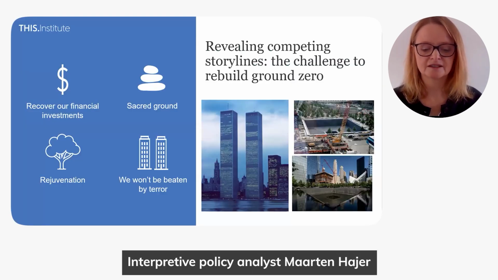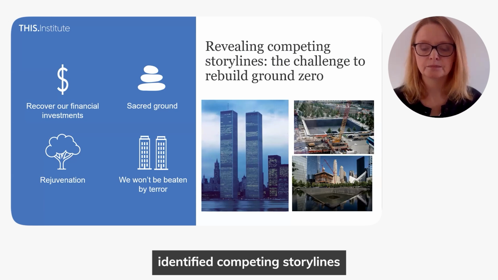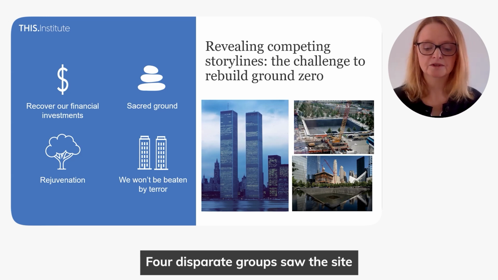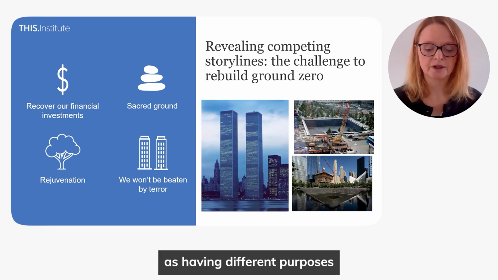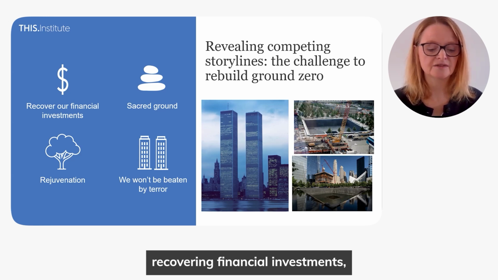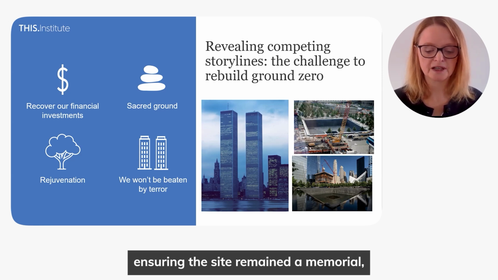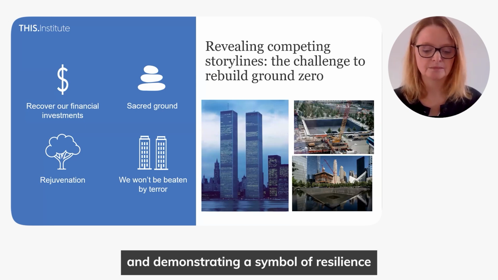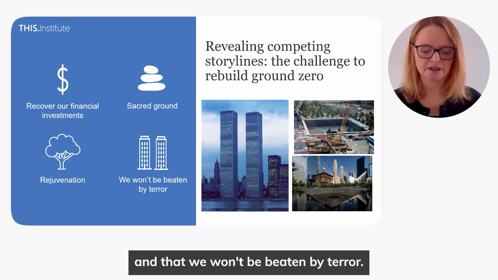Interpretive policy analyst Maarten Hajer identified competing storylines hampering the reconstruction of Ground Zero after 9/11. Four disparate groups saw the site as having different purposes, and a rebuild would need to satisfy these: recovering financial investments, ensuring the site remained a memorial, providing an opportunity for rejuvenation, and demonstrating a symbol of resilience and that we won't be beaten by terror.